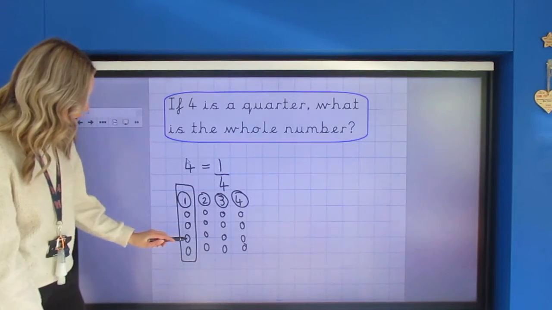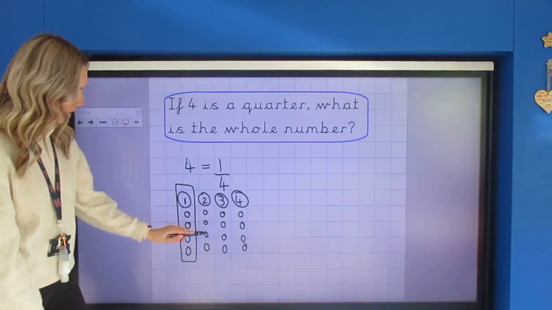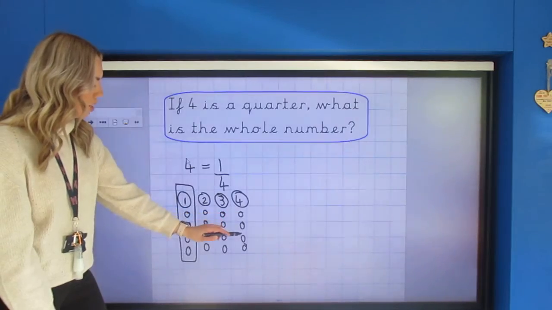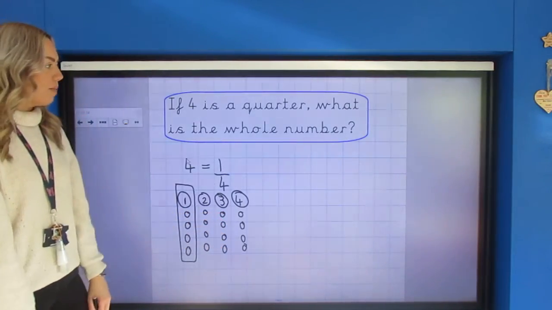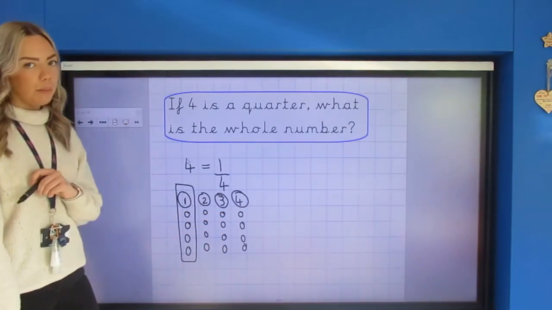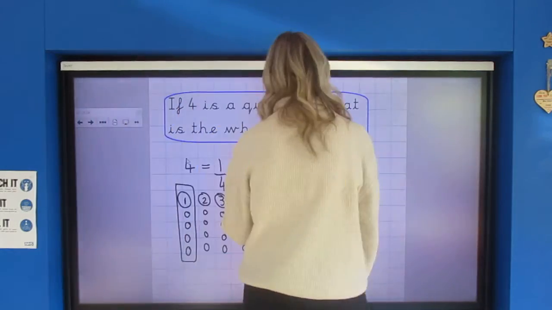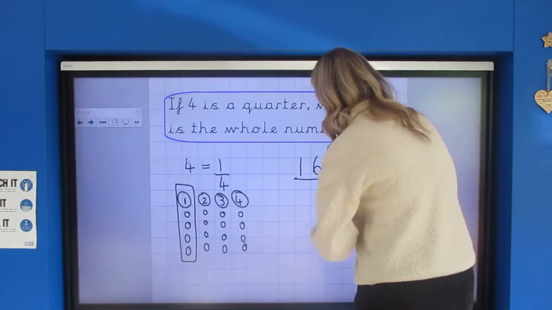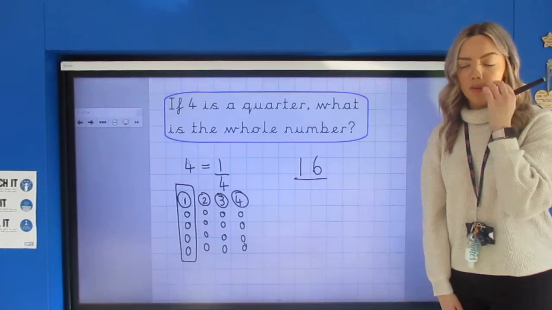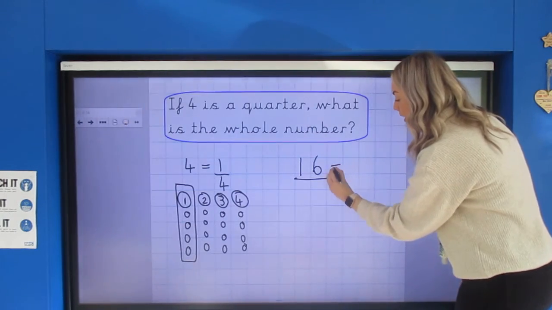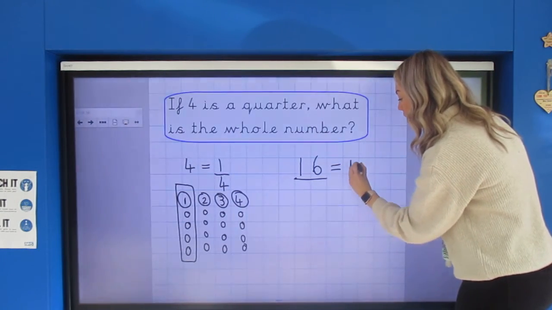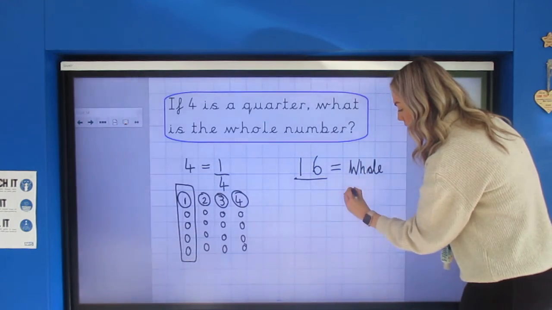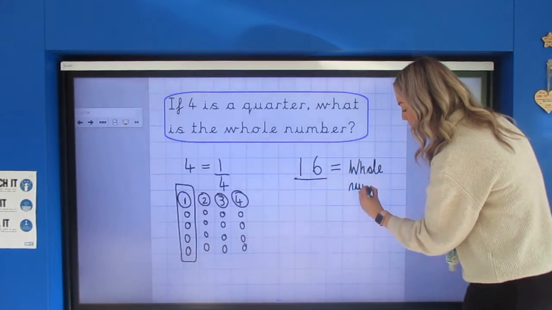1, 2, 3, 4, 5, 6, 7, 8, 9, 10, 11, 12, 13, 14, 15, 16. So the whole number is 16. And that is our number as a whole. So 16 equals the whole number.